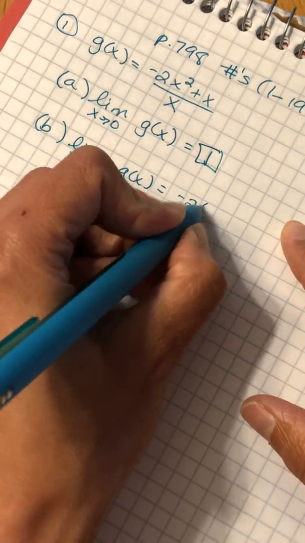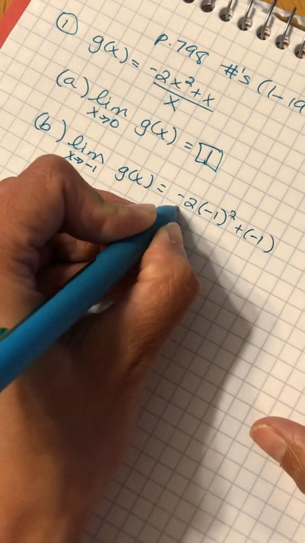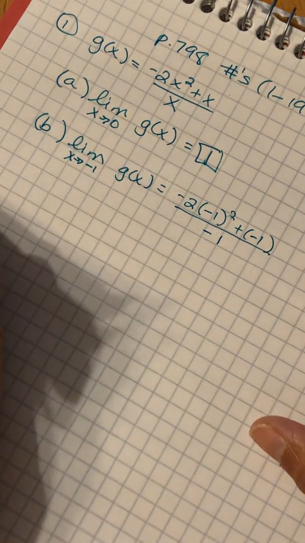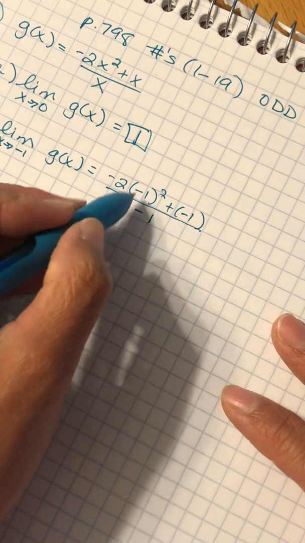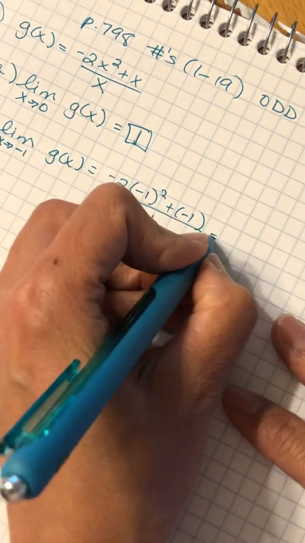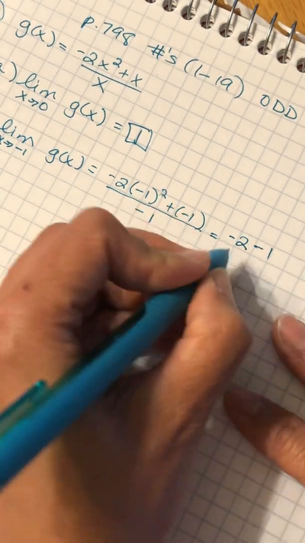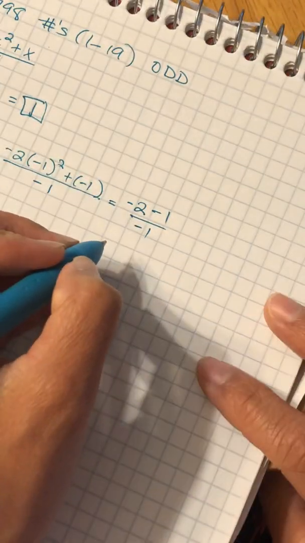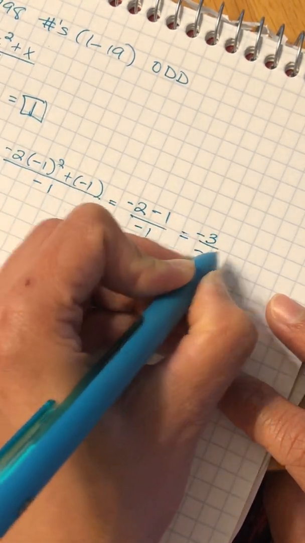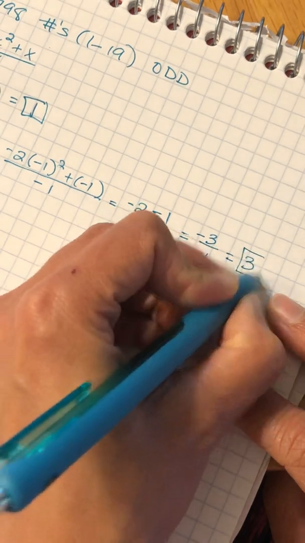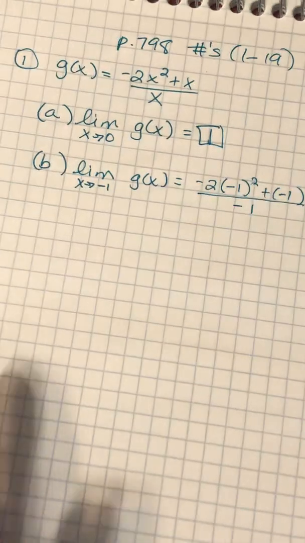So negative 2 times negative 1 squared plus negative 1 all over negative 1. Okay, cleaning this up, negative 1 squared is positive 1. 1 times negative 2 is negative 2. This plus minus 1 turns into just a minus 1, all over negative 1. Negative 2 minus 1 is negative 3. And a negative divided by negative is positive. It does equal positive 3. Okay, all right, so I like that one.